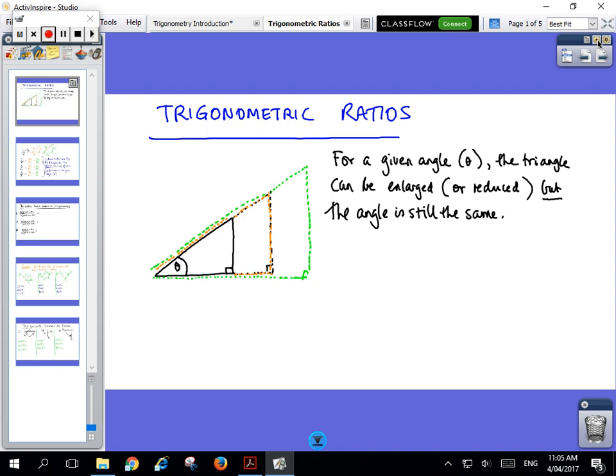So if I've got a right angle triangle with an angle down here, the triangle can be enlarged to a second triangle or a third triangle, and the angle in the bottom corner is still the same. So what I'm saying is there's a small triangle, there's a bigger triangle, and then there's a really big triangle, and the angle is still the same, and the right angle is still the same. Okay, so that's the first part, just to explain that I can enlarge a triangle and the angle in the corner doesn't have to change. Okay, so you don't need to copy that, just come across when you're ready.